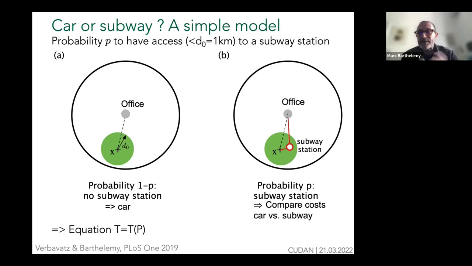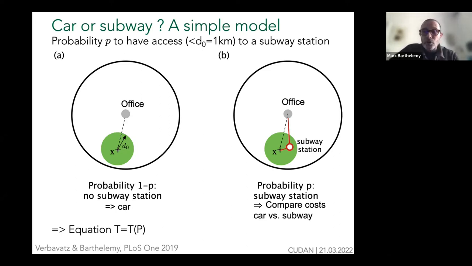And we'll assume that you have a certain probability P to have access to the subway, to a subway station, which means that you are at a distance, let's say, less than 1 kilometer. People say it's the 400 meters or 500 meters rule, but anyway, let's say that if your home is less than 1 kilometer from a subway station, you can take the subway. So then from this little model, you can actually compute the fraction of people taking their car.